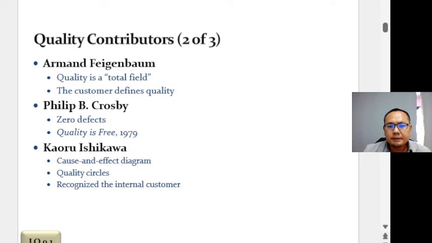And then Philip B. Crosby. Crosby developed the concept of zero defects and popularized the phrase "do it right the first time." He stressed prevention, and he argued against the idea that there will always be some level of defectives.